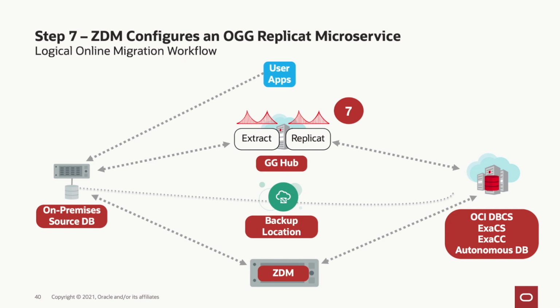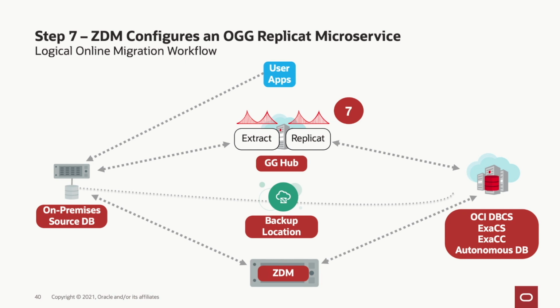it's powered by ZDM. Now, this GoldenGate hub has two GoldenGate microservices, one as an extract that is feeding or capturing transactions and all the information from the source database. And now in this step, what ZDM does is it configures another microservice that will act as an Oracle GoldenGate Replicat, which feeds from the extract and applies all the changes to the target database on the cloud.